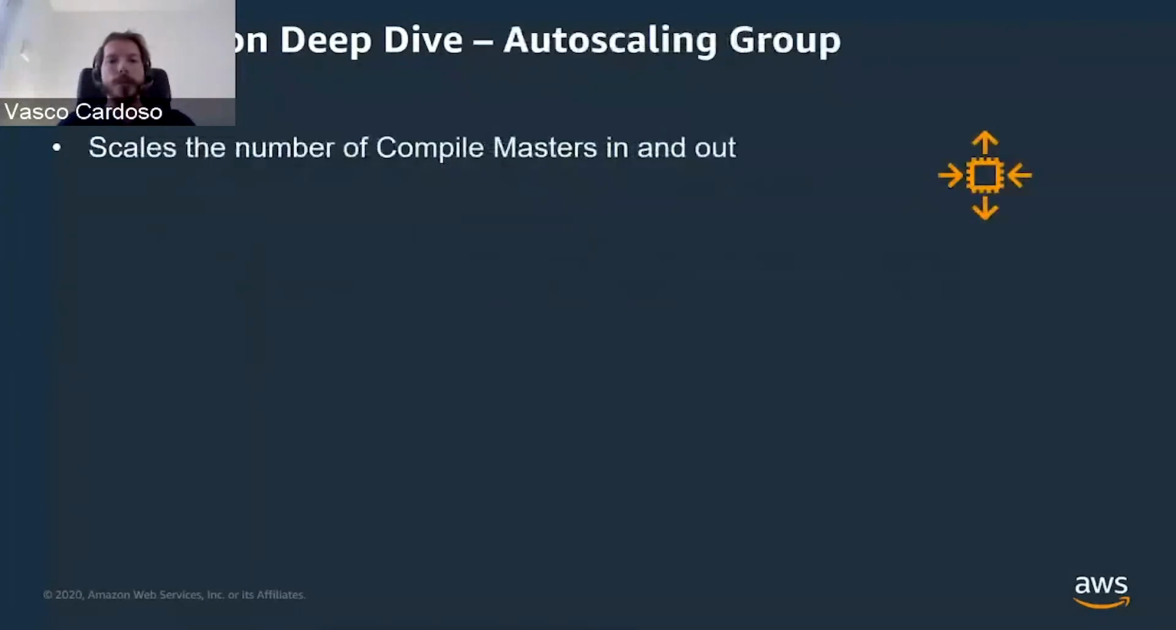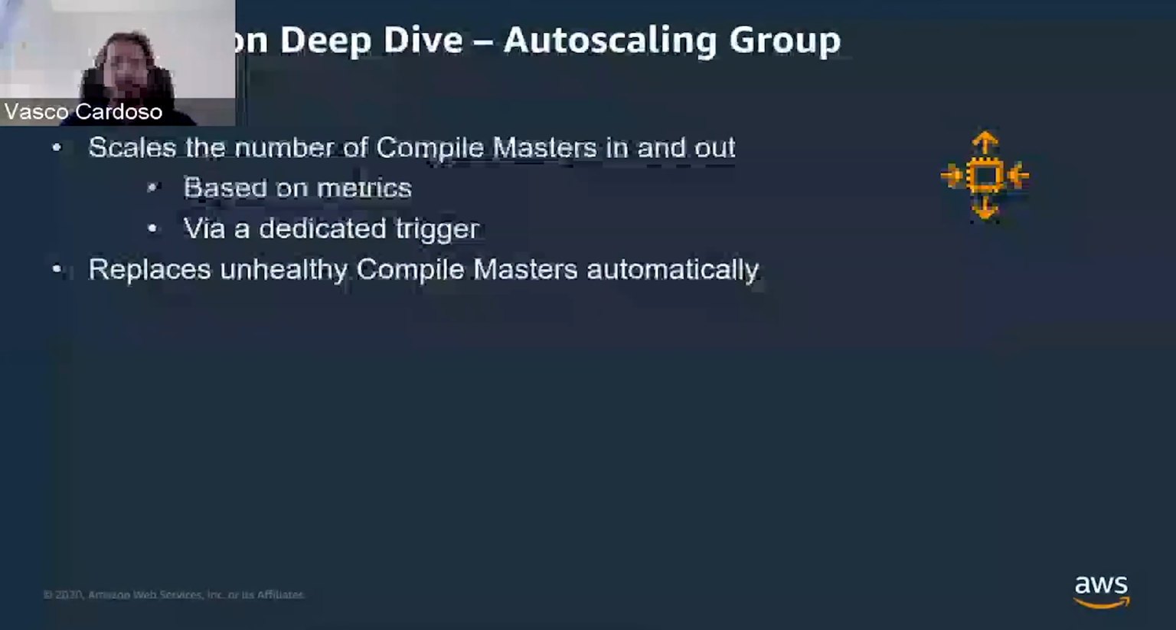One other component related to the compile master is an auto-scaling group. With EC2 auto-scaling, we can scale the number of compile masters in and out. And this can be the trigger that you can use. So you can select a metric, for example, the number of nodes that you have, and once it reaches a certain threshold, you get a new compile master server. With this auto-scaling group, we can also automatically replace unhealthy compile masters.